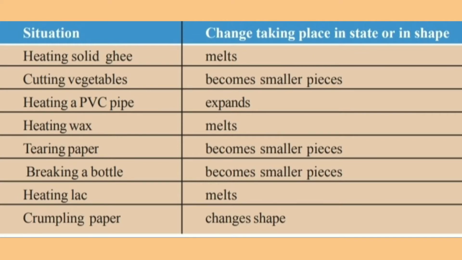Then is heating a PVC pipe. When we heat the PVC pipe, it expands. Next is heating wax. When we heat the wax, it melts down. Next we have tearing paper. When we tear the paper, it becomes smaller pieces. Next is breaking a bottle. When we break a bottle, it also becomes smaller pieces. Next is heating lac. When we heat lac, it melts, same as heating wax. Next is crumpling paper. When we crumple the paper, it also changes in its shape.